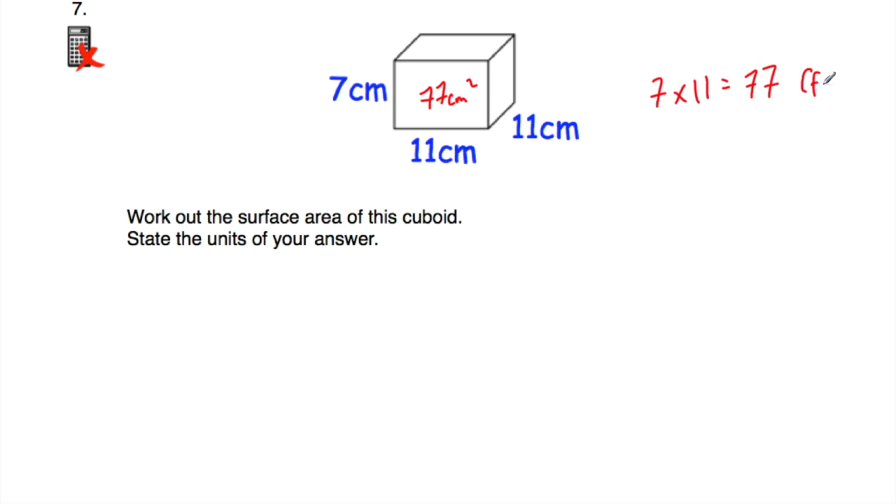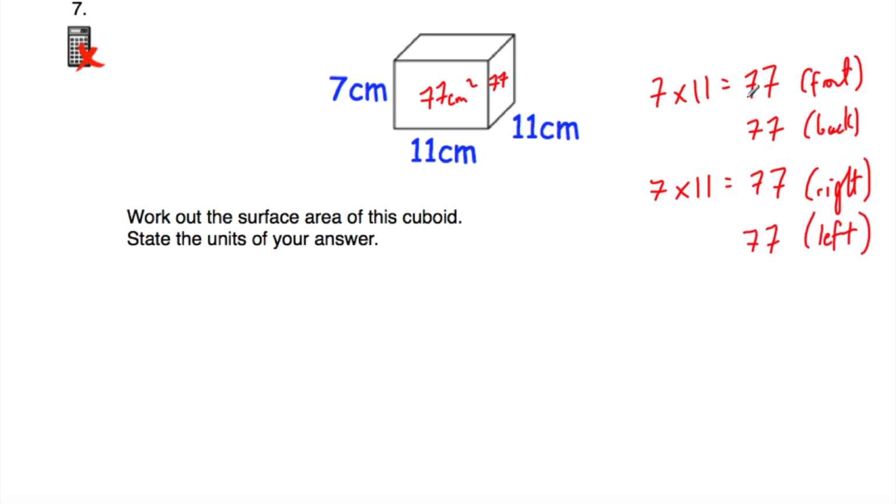So that's the front, and it would also be the same for the back as well. So 77 and 77 centimetres squared. In terms of the right hand side, this part of the rectangle has got a length of 11 centimetres. The height of the cuboid is 7 centimetres. So it'll be 11 times 7, and that's 77 as well. So 7 times 11 equals 77 centimetres squared. So that's for the right hand side and for the left hand side as well.